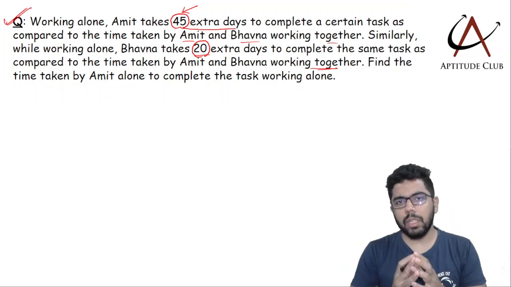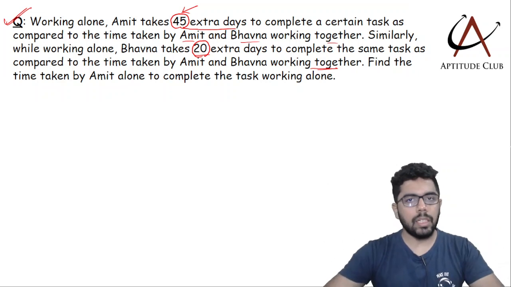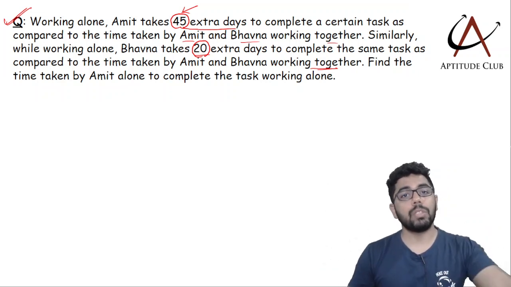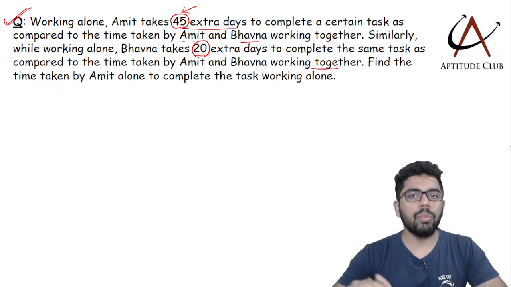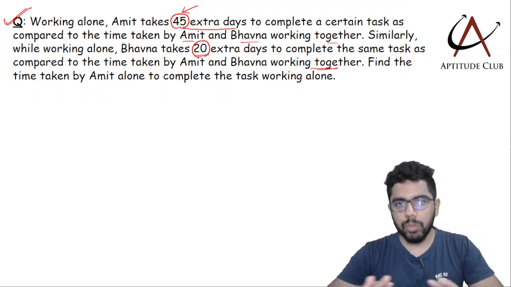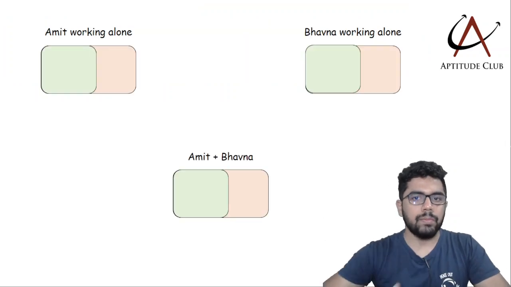So clearly from this, one thing we can conclude is that Bhavna is more efficient than Amit, because if she works alone, she takes a lesser number of days as compared to Amit working alone. But how much more, and what's the relation between their efficiencies, we don't know. To understand it in a visual manner, let me present this question in this way.